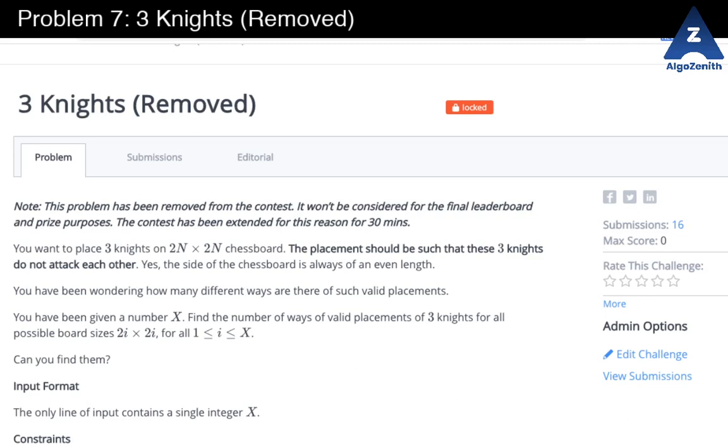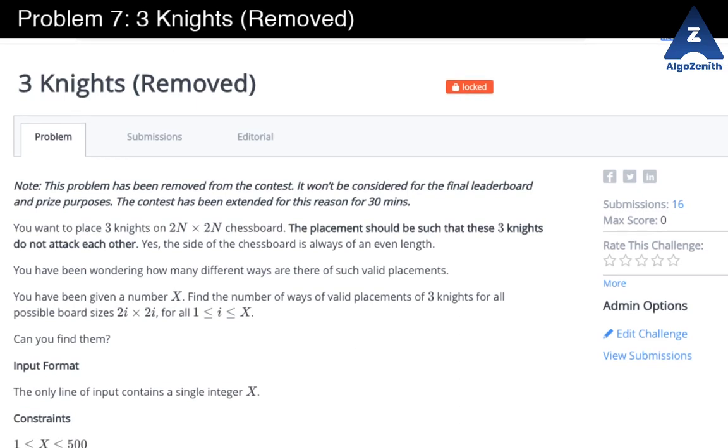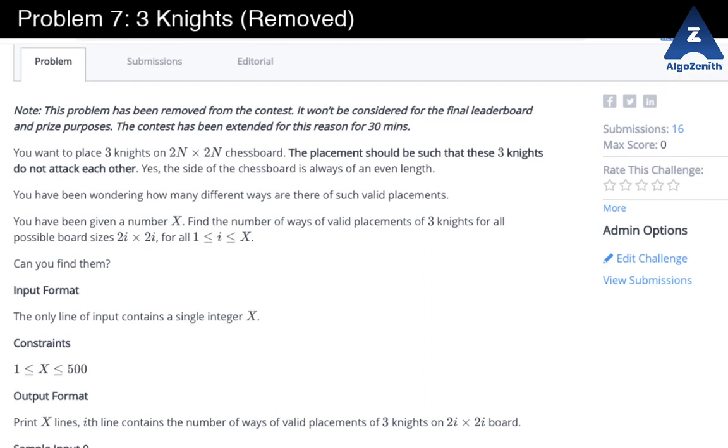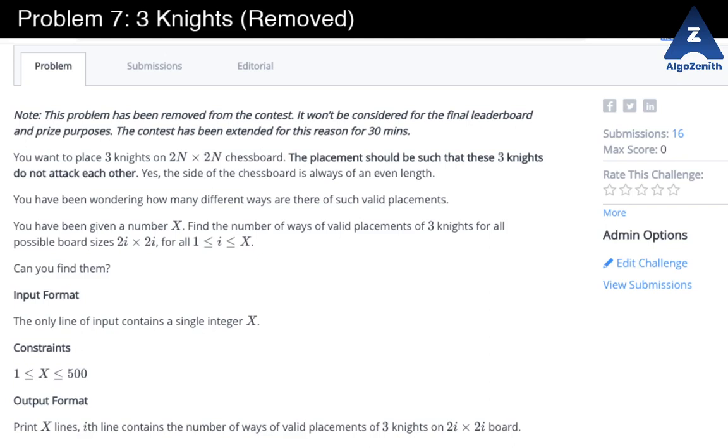So in this problem you are just given a 2n cross 2n chessboard and the 3 knights that you need to place should not attack each other. So now how many different configurations are there? This is the whole problem. And the chessboard size n is given to be 500. Now in this problem this 500 actually allows you to use some n square and cube algorithm, but actually you can solve this in order 1 as well. So we'll be discussing the order 1 solution for this, how to get the direct formula for this one.